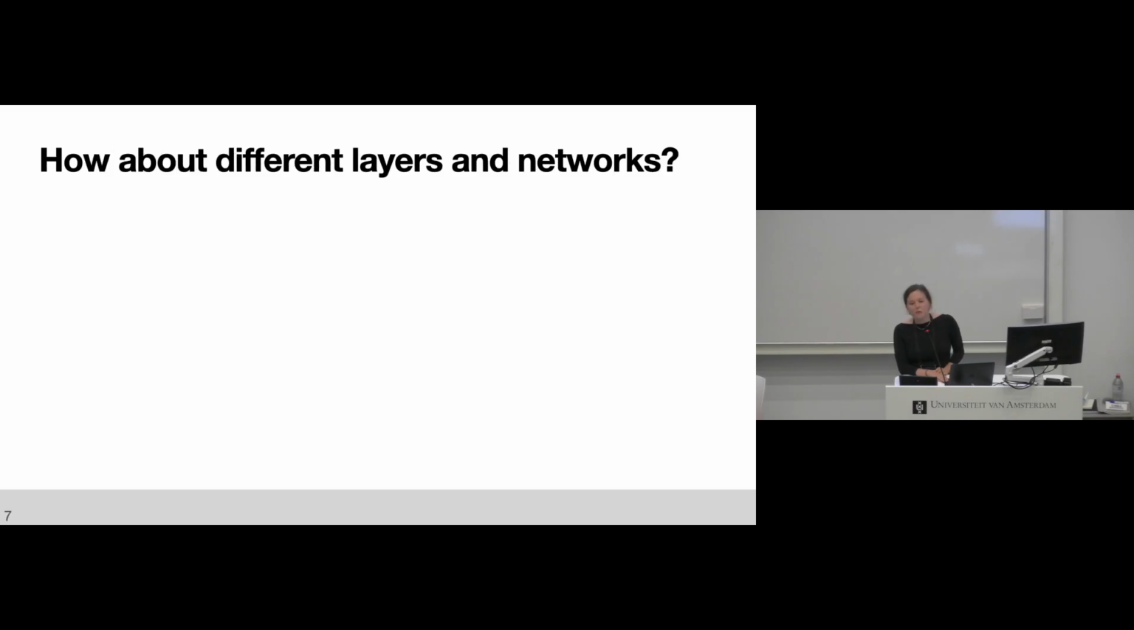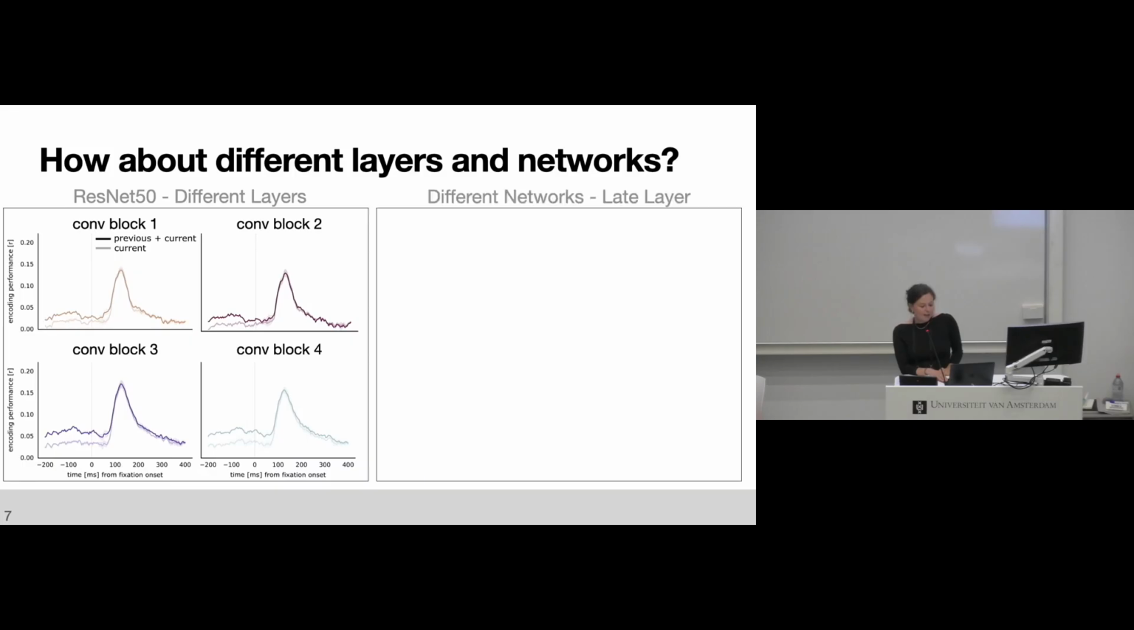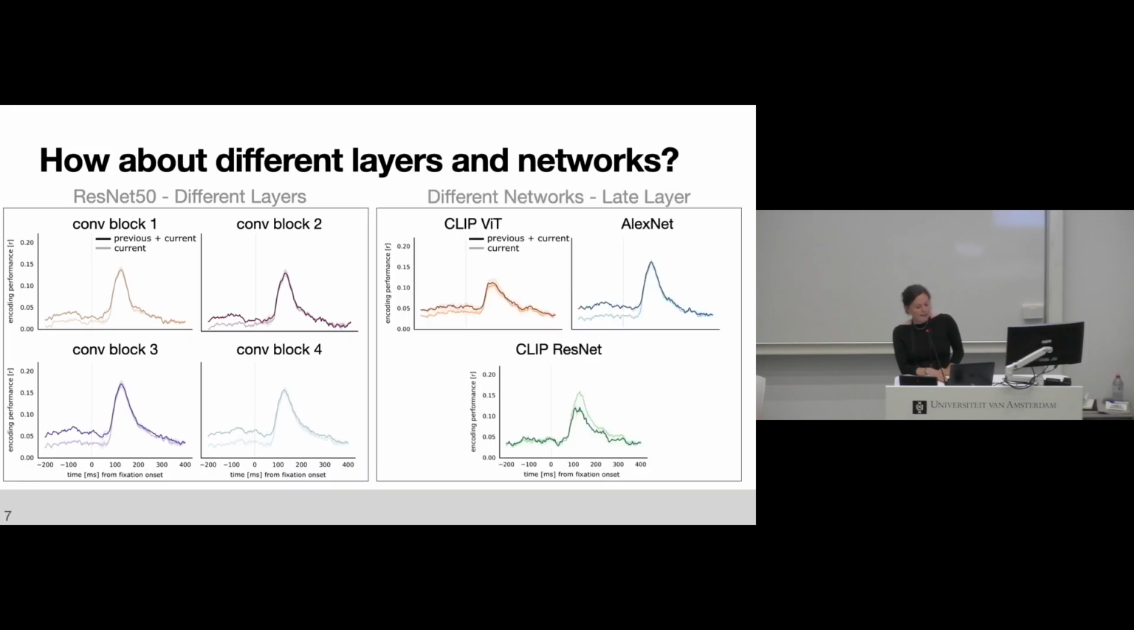Now a rightful objection would be that maybe the representation of information as we extracted from the last conv block in ResNet 50 is just not the right format of information that eventually gets integrated. So we also tried all different conv blocks, all 4 conv blocks in the ResNet 50, as well as different networks, a CLIP ViT, an AlexNet, and a CLIP ResNet, but nowhere could we find a boost in encoding performance. If anything, in the case of CLIP ResNet, the integration case is even lower than just the current. But yeah, no traces of a boost of encoding information.